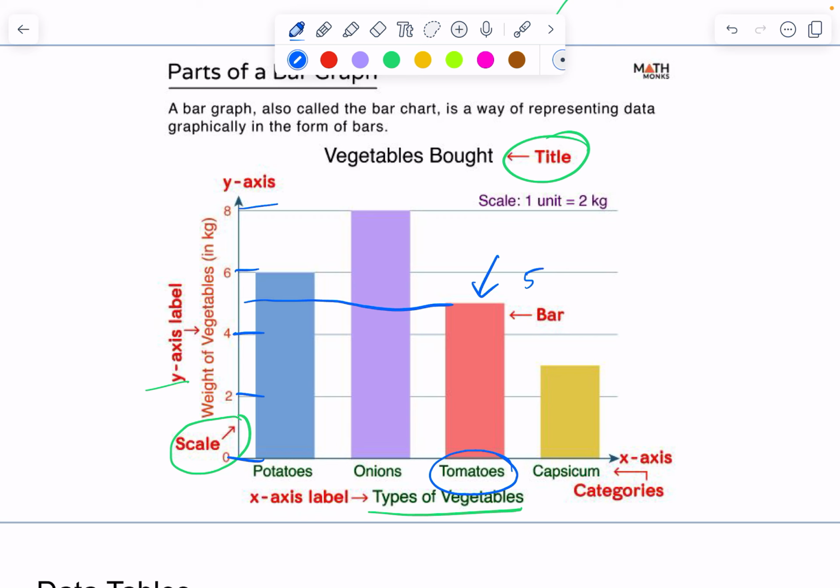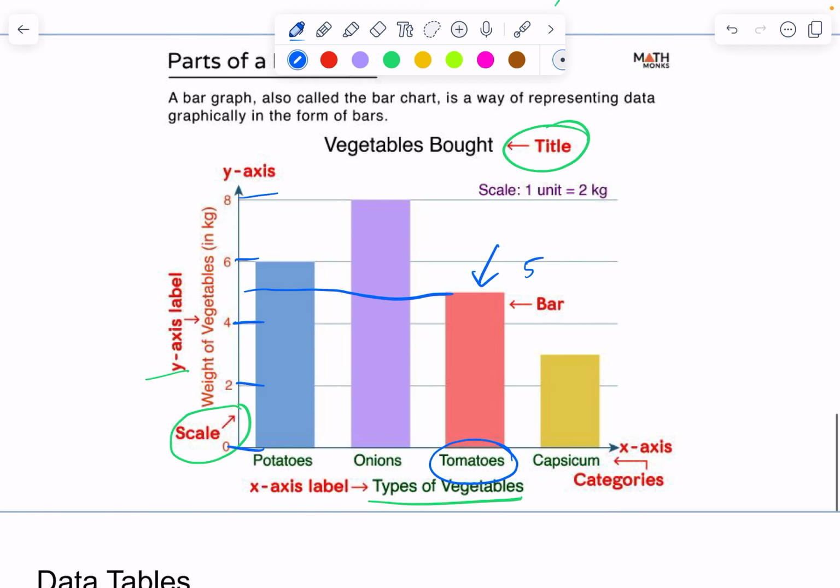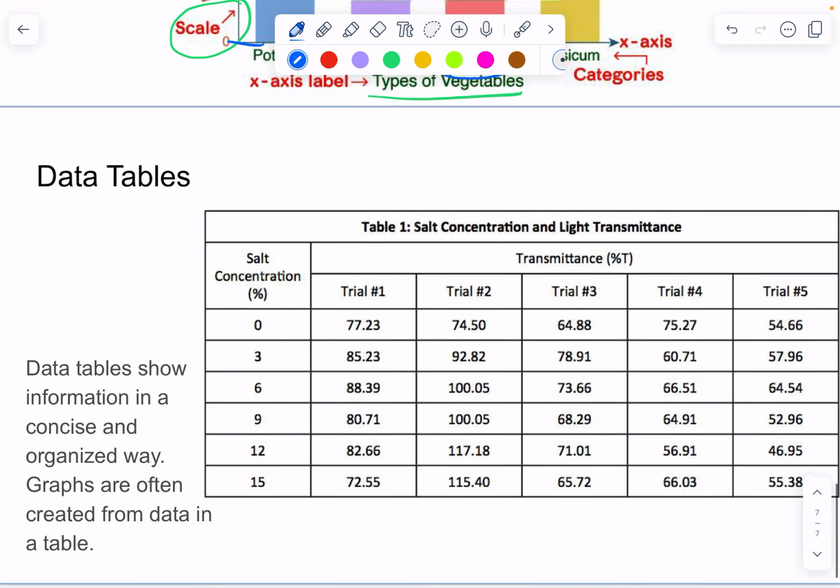So anytime in the ACT as you're taking the test and looking at different graphics, it is important to look at the labels and understand what you're seeing, because oftentimes they will ask you questions trying to trick you if you aren't looking closely at what's there.